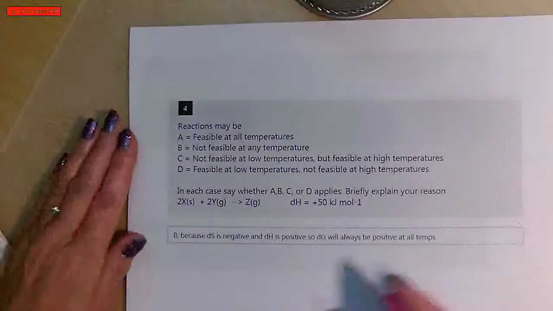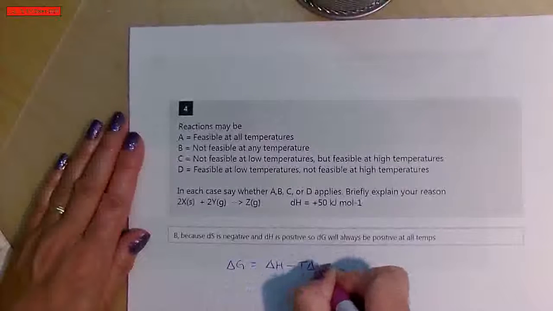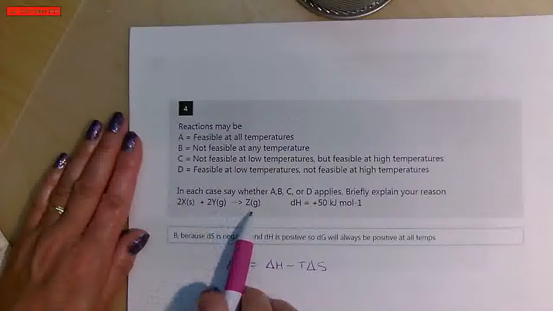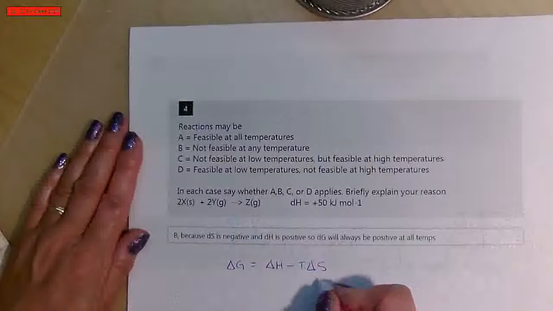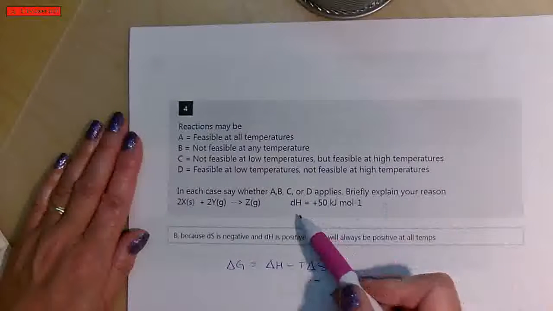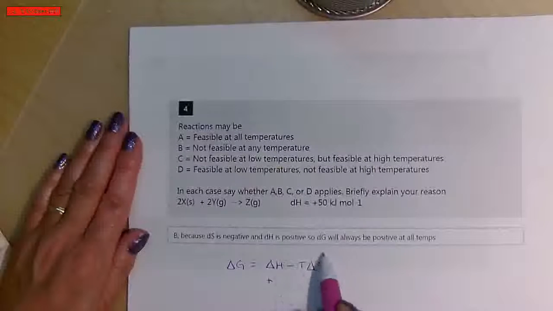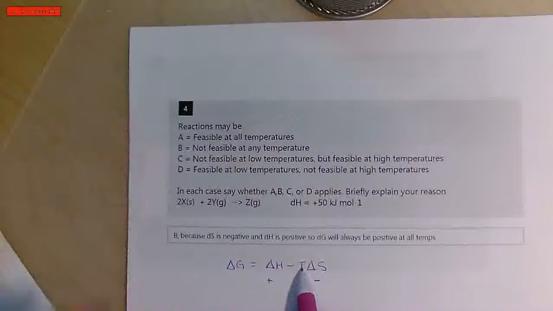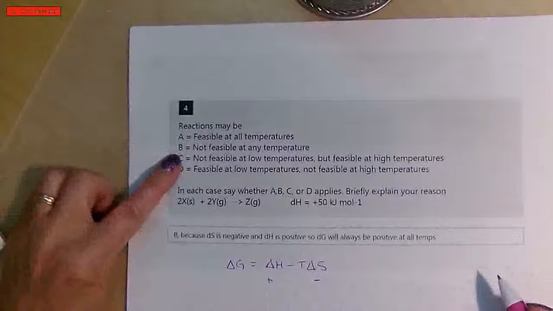And then number 4, again we consider delta G equals delta H minus T delta S. We can see here we've got a solid and a gas going to a gas. We've got 2 moles of gas and only 1 mole of gas here, so delta S is going to be negative. We know we've got a positive delta H, so this term is always going to be positive, so actually this is not feasible at any temperature at all. It doesn't matter what temperature T is, this term is always going to be positive. So the answer to this is B.